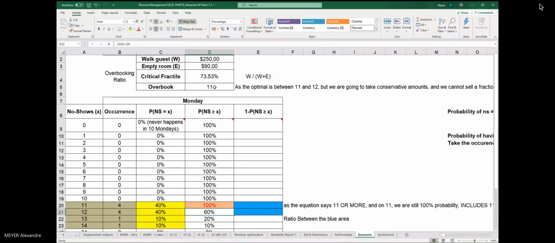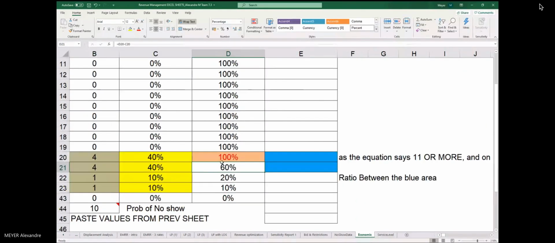So 73% lies between 60 and 100, right? 60 is less than 73, and 73 is less than 100. So therefore, you know that the 73% critical fractile is between these two values. So you know it's 11 point something, because it's between 11 and 12. It's not greater than 12, it's not less than 11, it's between 11 and 12.